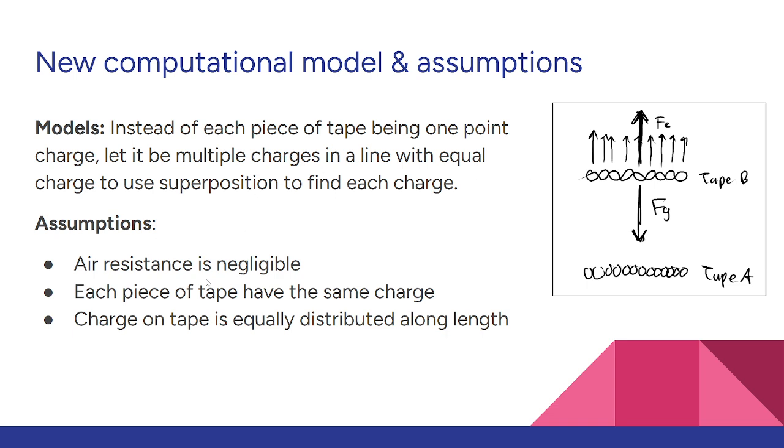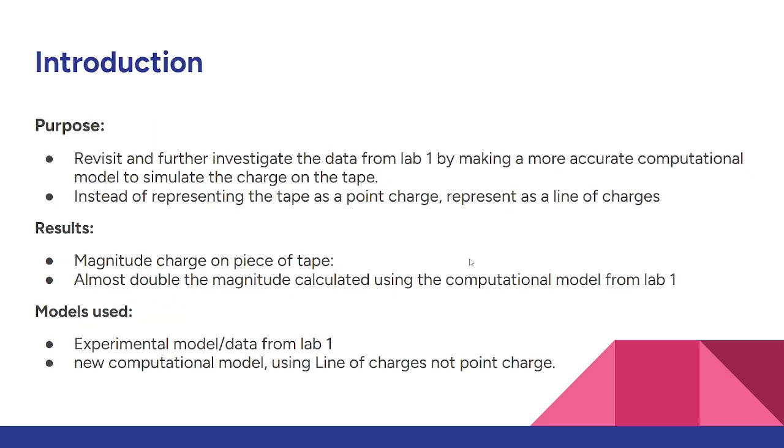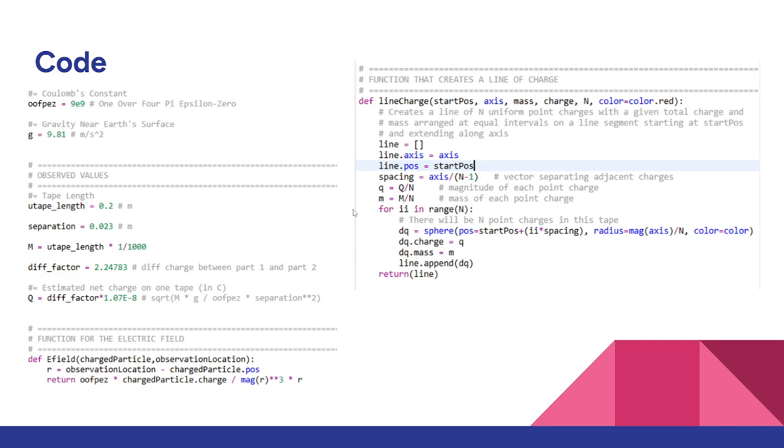Now the assumptions we have to make are that air resistance is negligible, each piece of tape has the same charge, and the charge on the tape is equally distributed along the length. So here's the code, where we name the constants: the constant 9 times e to the 9, gravity, the length we stated earlier was 0.2, separation was 0.023 meters, and then the U-tape's length is 1 over 1000.